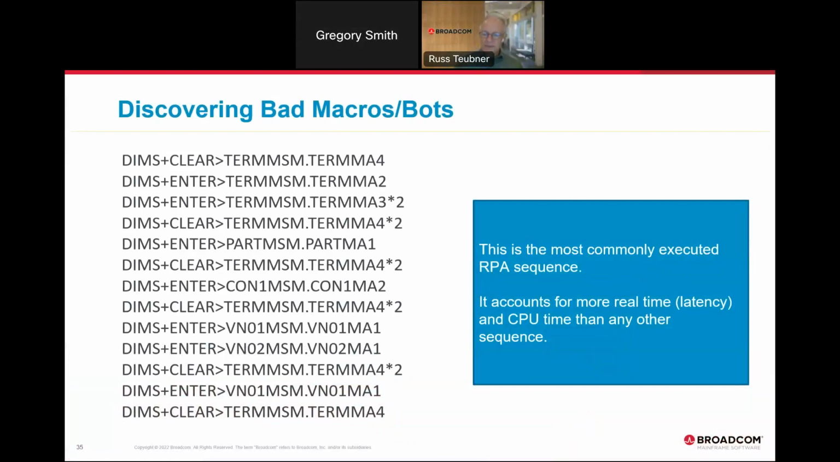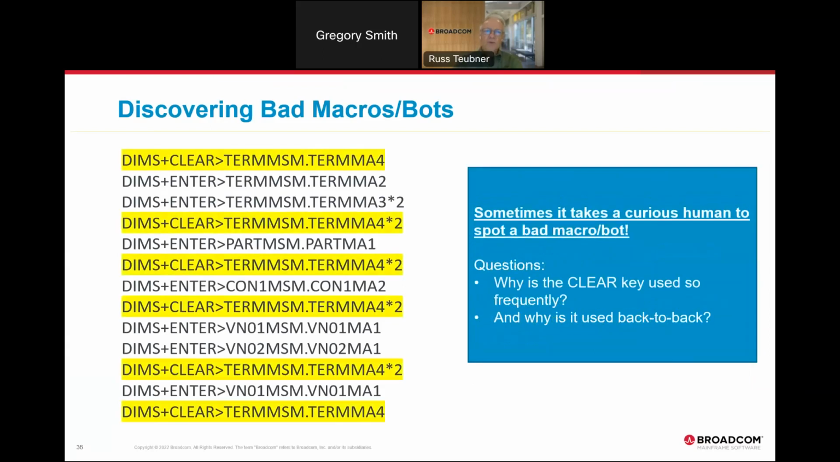There it is. There's the bot that is consuming the bulk of all of the CPU time that bots are consuming, and it's also responsible for the highest amount of latency, or imposed delay, end user delay. Now, if you are a CICS person and you look at that DNA, the first thing you're likely to observe is this, or ask as a question: I wonder why the clear key is used so frequently. And for that matter, why is it being used back to back?